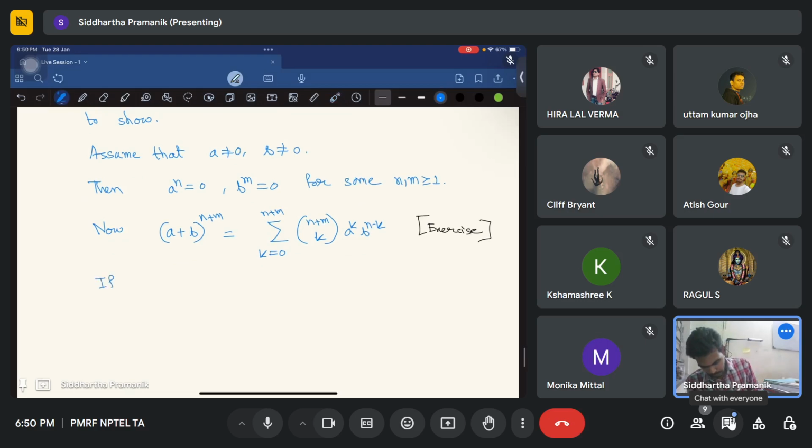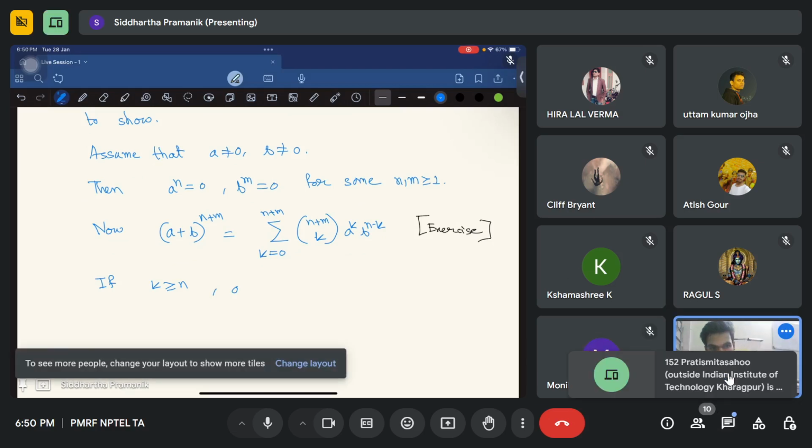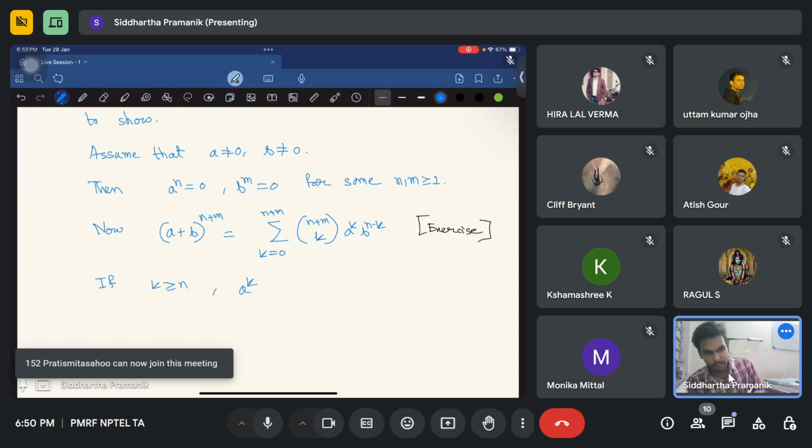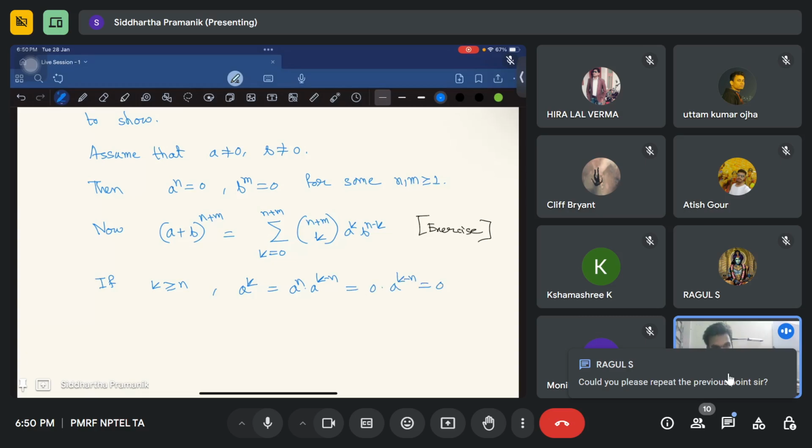So if k is greater than or equal to n, then a power k is basically a power n times a power k minus n, and this is 0 times a power k minus n, which is 0.